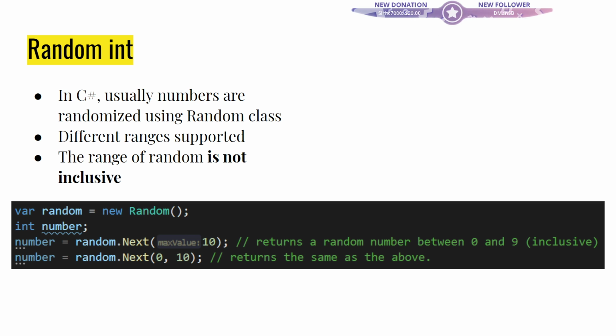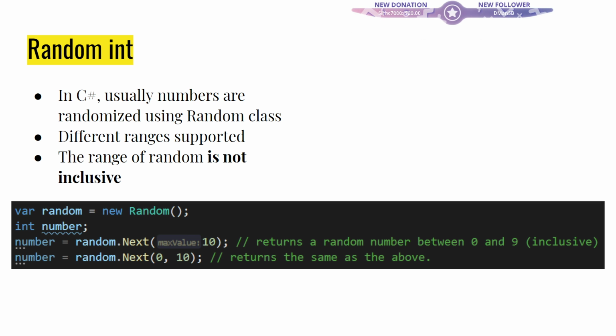So the most basic and common thing that you'll do with random is generating random numbers, whole numbers, random integers. And when you generate random integers, you have basically three options. You can either say, give me a next without passing anything, and that will return any integer whatsoever from 0 to integer max. If you pass a number inside next, it will generate a random number from 0 all the way to that number, but that number is not inclusive.